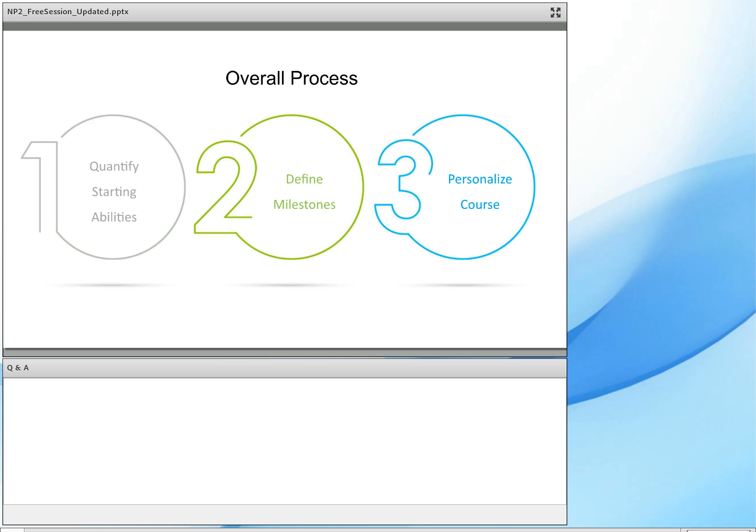If you want to get a personalized study plan, you have to do three things. One is you have to figure out where you currently are, which we call quantifying your starting abilities. The next is you've got to define your target milestone. Depending on the target score that you have, these target milestones will tell you a target quant and a target verbal score, and this has to be personalized for you. Beyond that, it'll also tell you a target score for arithmetic, algebra, and so on and so forth.